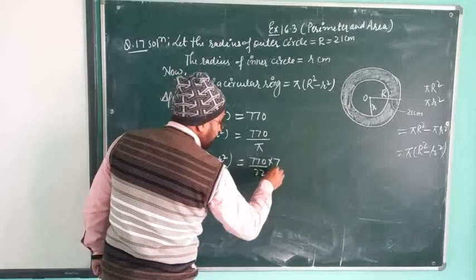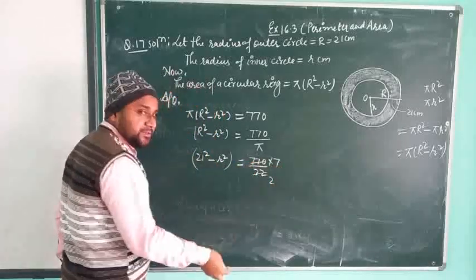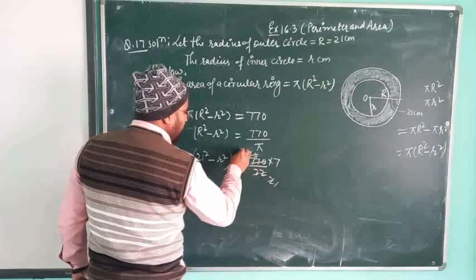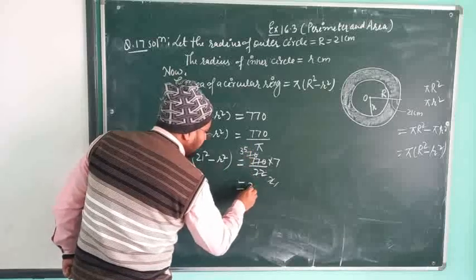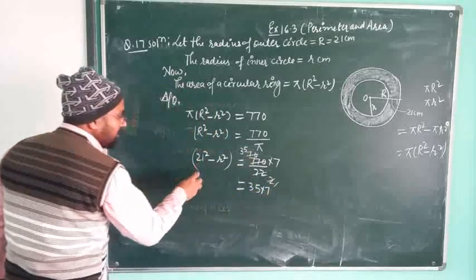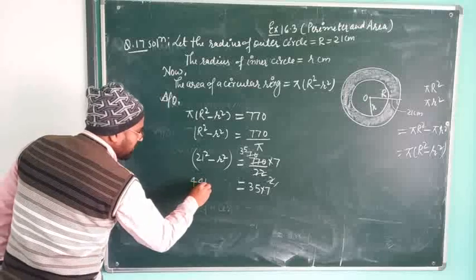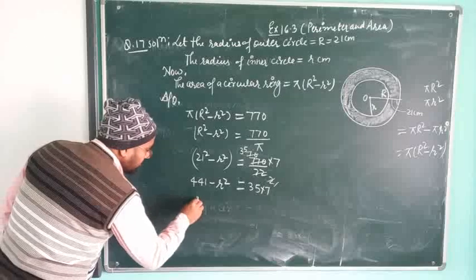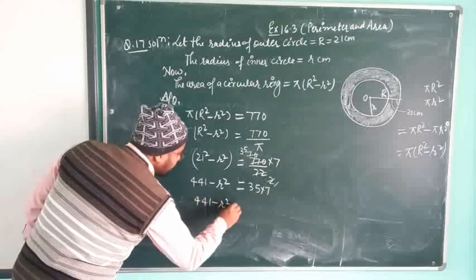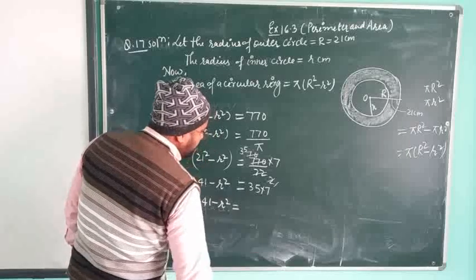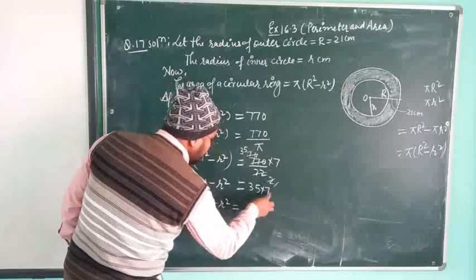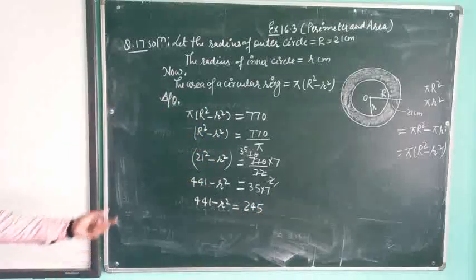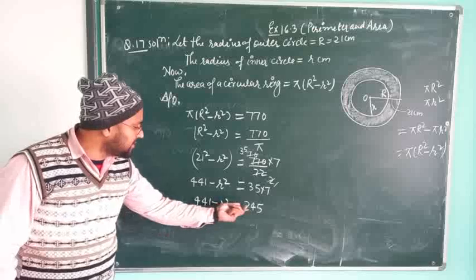7 will come to the outside. 11 2s are 22, 11 7s are 77, 21 2 1s are 2, 2 35s are 70. So what is remaining here? 35 multiplied by 7, and 21 square is 441 minus small r square. One more time we can do this: 441 minus r square is equal to 35 into 7. 7 5s are 35, 3 7s are 21, and 3 gives 24, so 245. This is 441 minus r square is equal to 245.